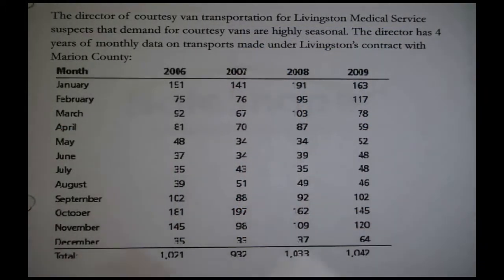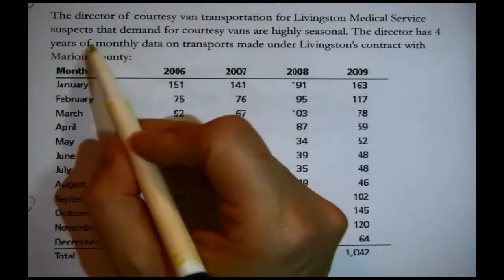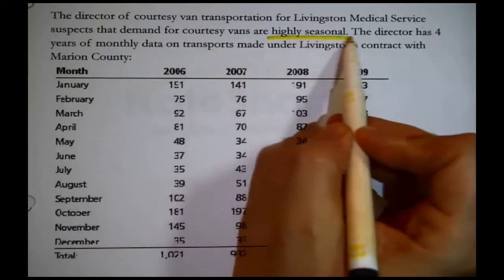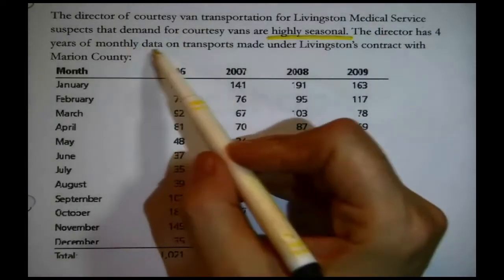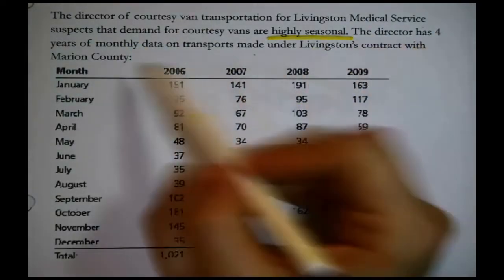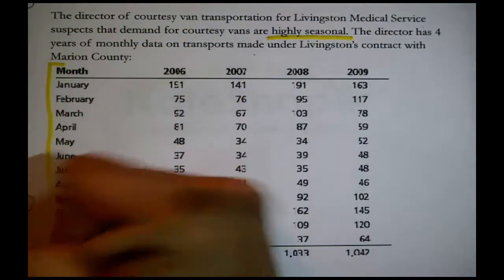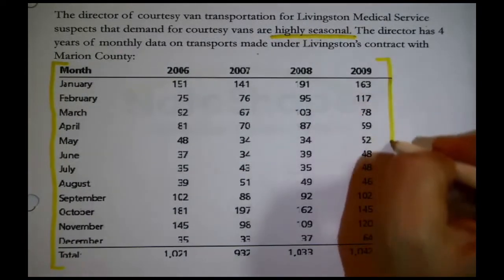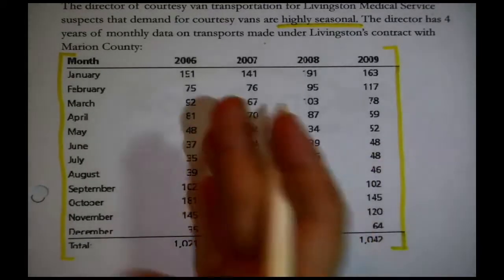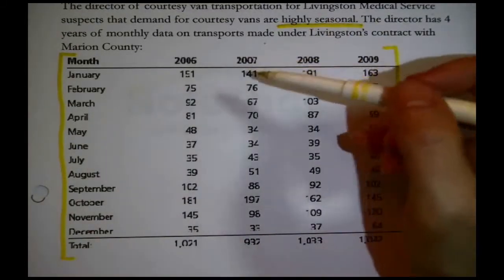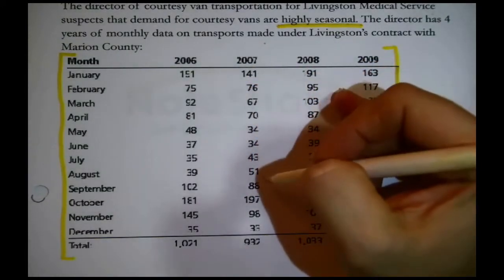Let's look. The director of courtesy van transportation for Livingston Medical Service suspects that demand for courtesy vans is highly seasonal. The director has 4 years of monthly data on transports made under Livingston's contract with Marion County. Oh, right. That's what I mean by big table of numbers. Here are 4 years that are history at this point, 2006 to 2009. Here's the number of van transports that were requested each and every year.